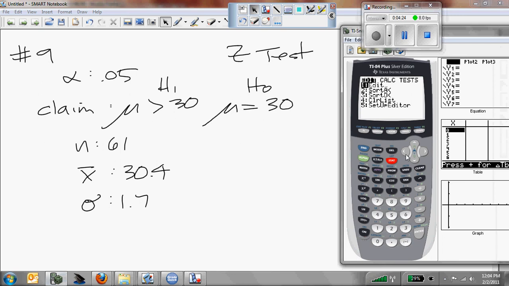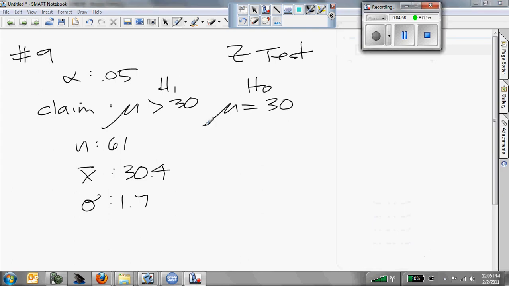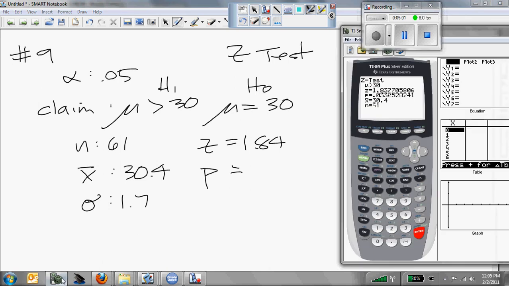So we go to z-test, hit stat, test. Z-test is the first option. We're going to enter the statistics. The value of the null hypothesis is 30. Sigma is 1.7. X bar 30.4. N is 61, and we should highlight greater than. Hit calculate, and we've got our test statistic and p-value. 1.84 is our test statistic. Our p-value is 0.0331.